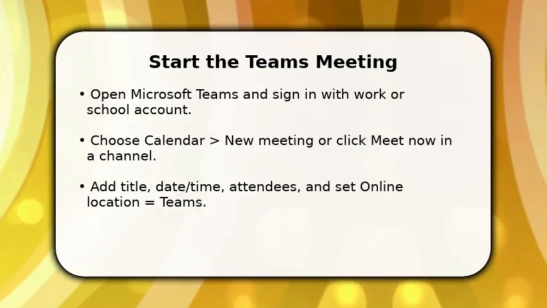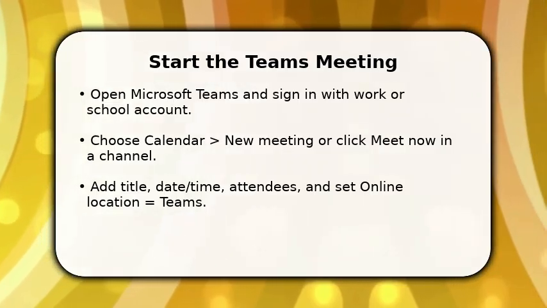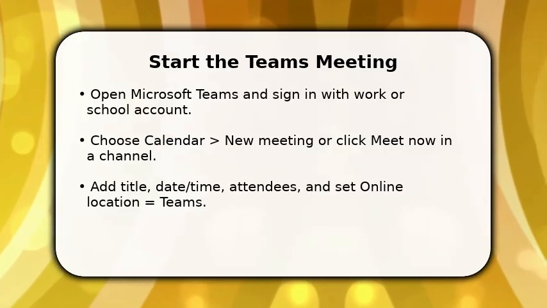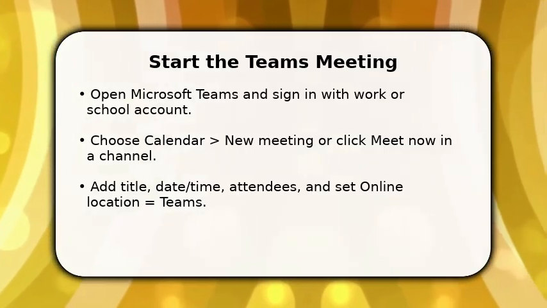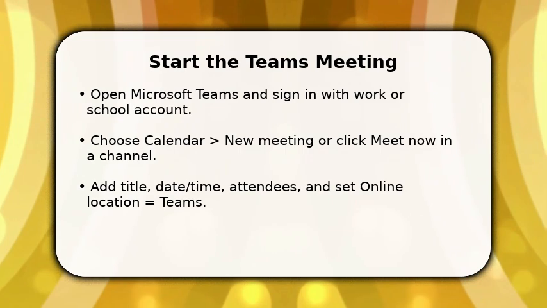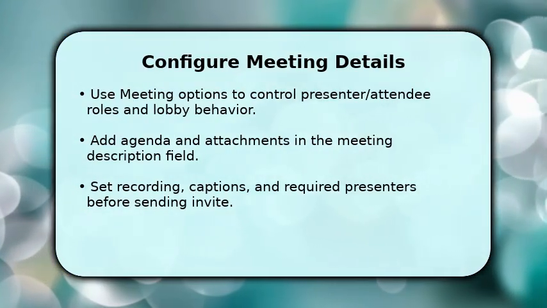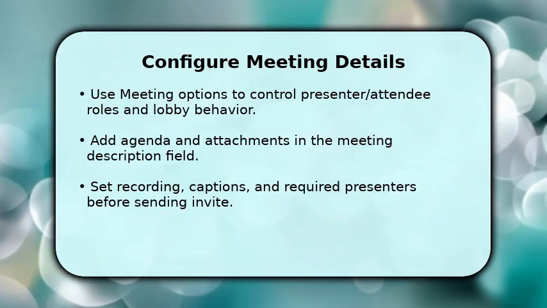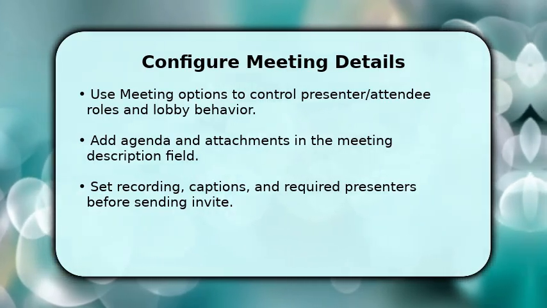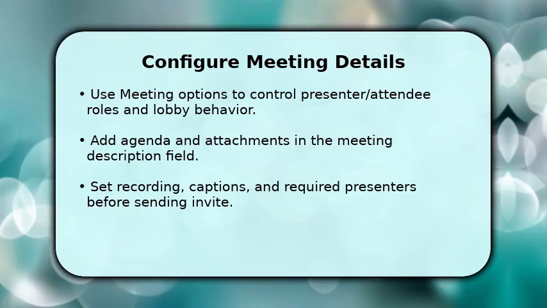Make sure the online location reads Microsoft Teams or leave blank for channel meetings, and set recurrence if needed so everyone knows when to expect the session. Next, focus on details that shape participation and flow. You should open meeting options to decide who can bypass the lobby, who presents, and whether attendees can unmute.